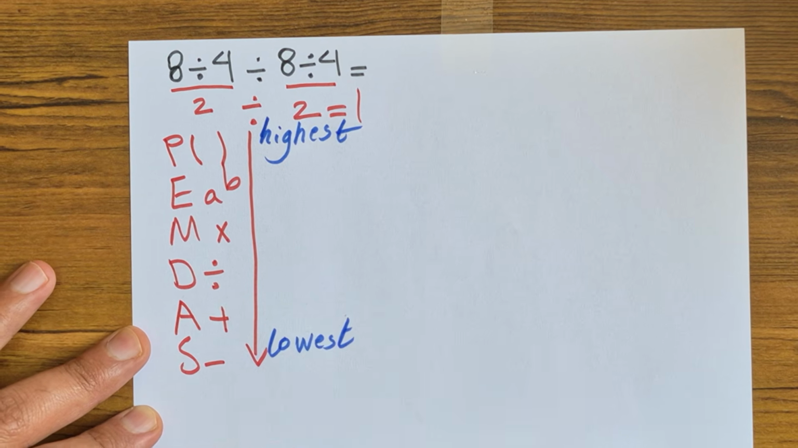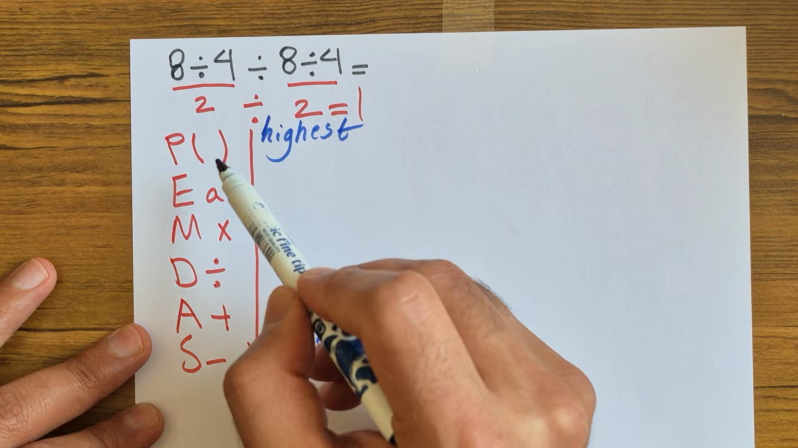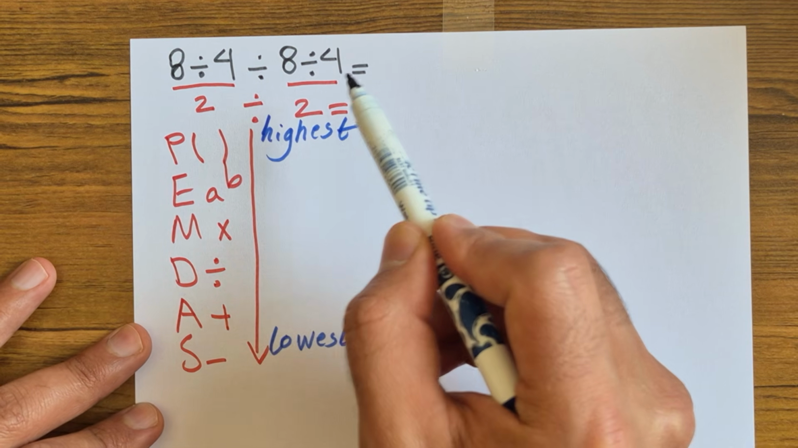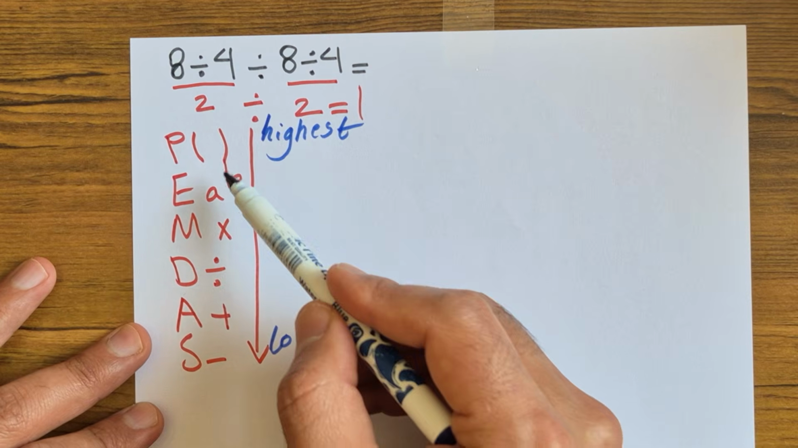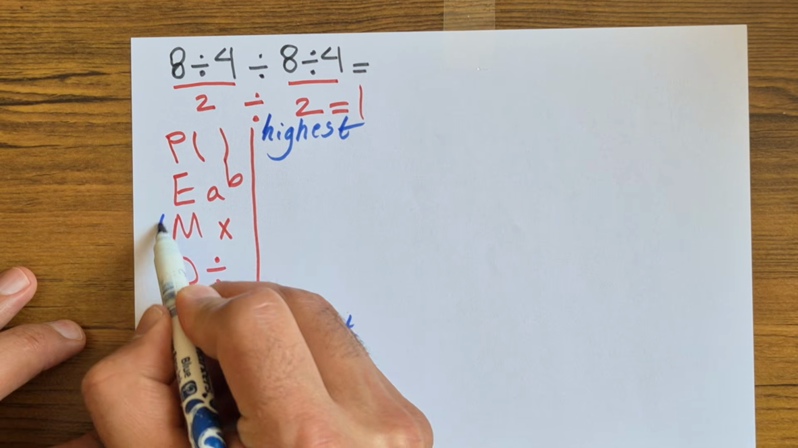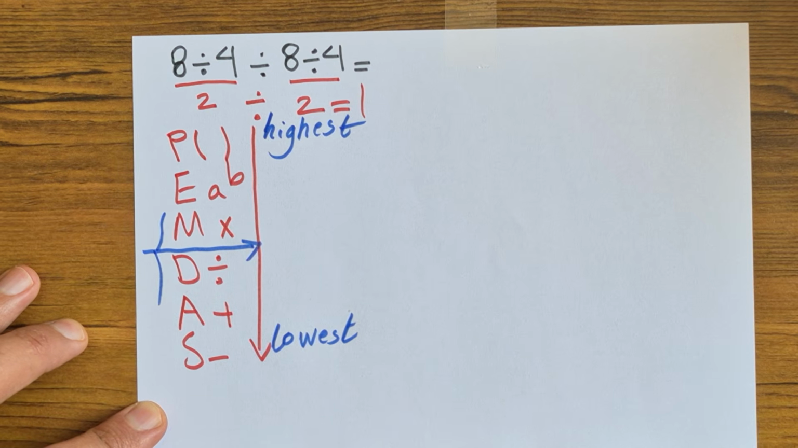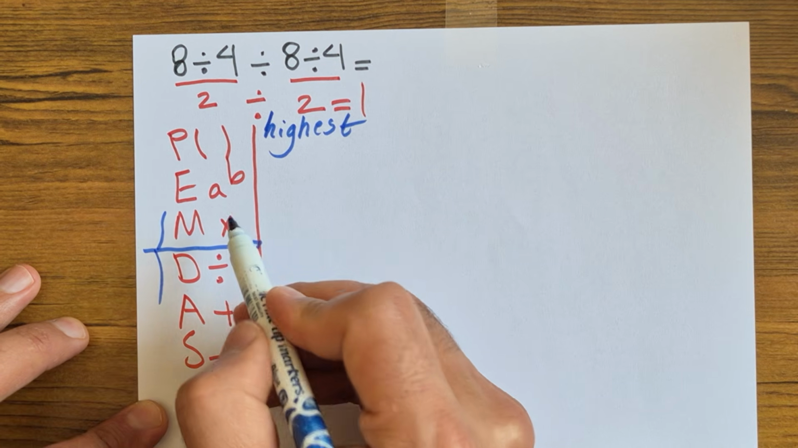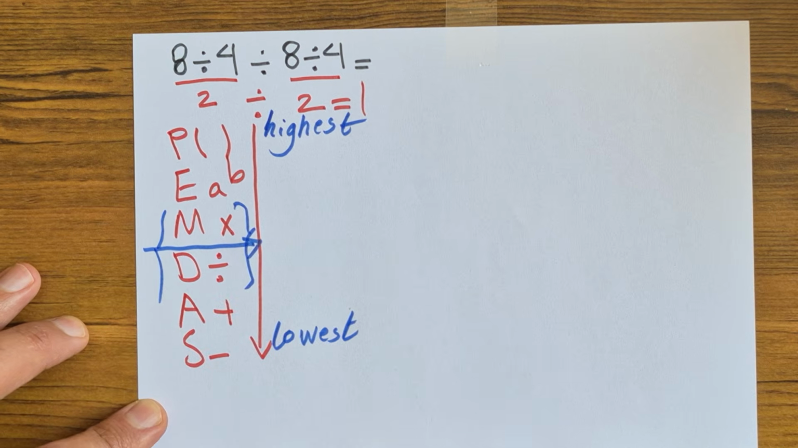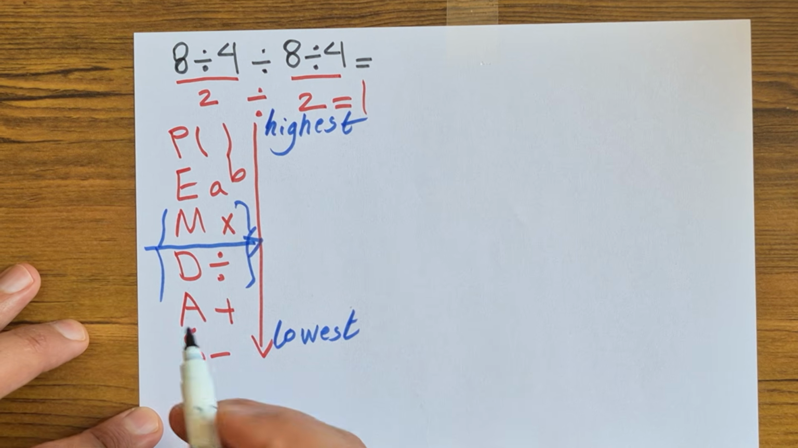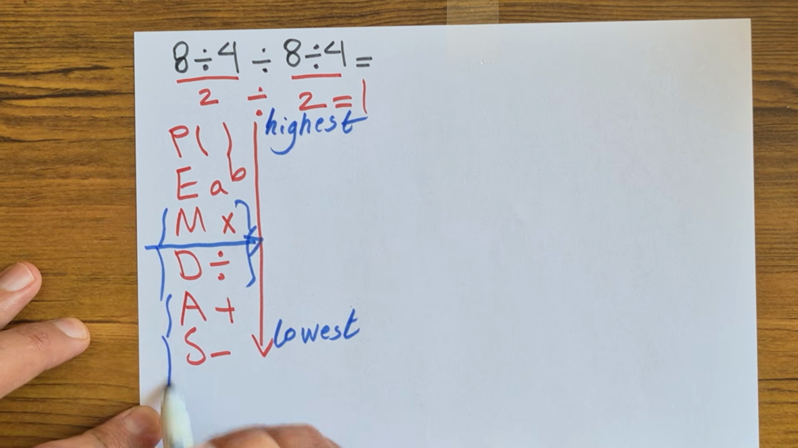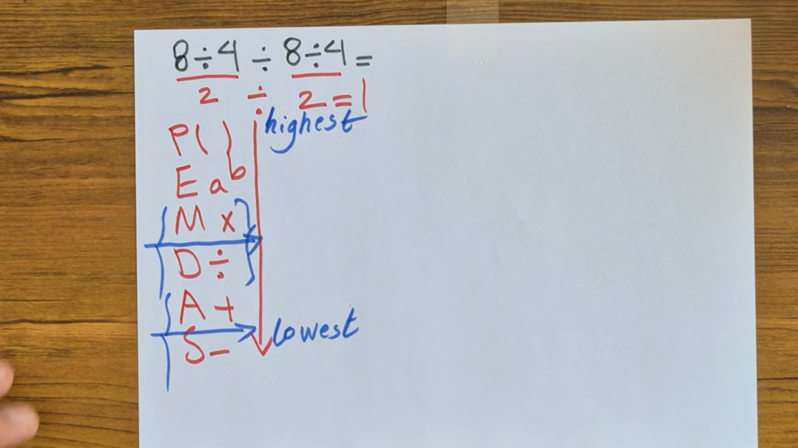What does PEMDAS mean? PEMDAS means that you must go for parentheses at first, then go for exponents, then go for multiplication and division from left to right. They have the same priority, so I can't emphasize enough, they have the same precedence. And again, go for addition and subtraction from left to right.